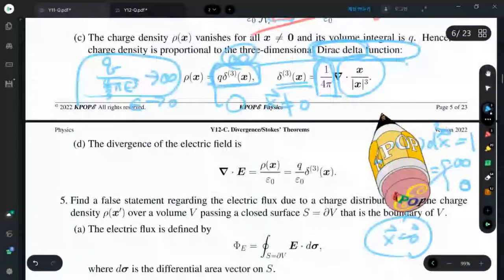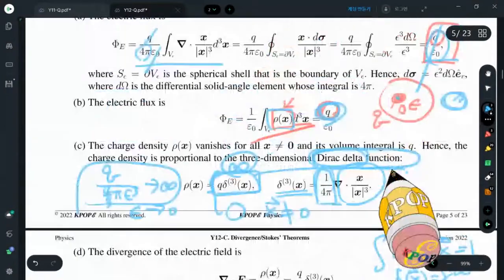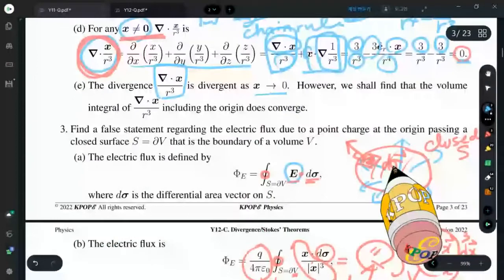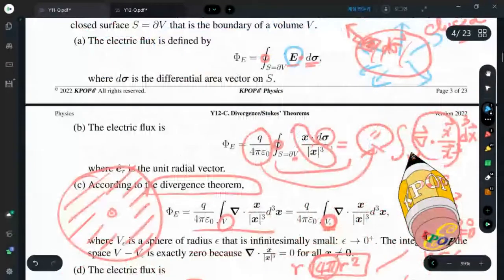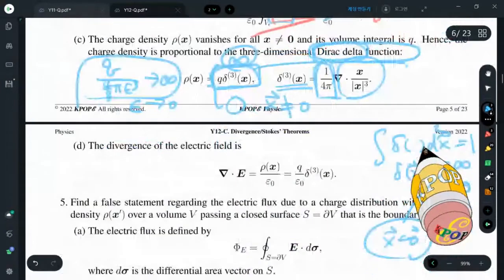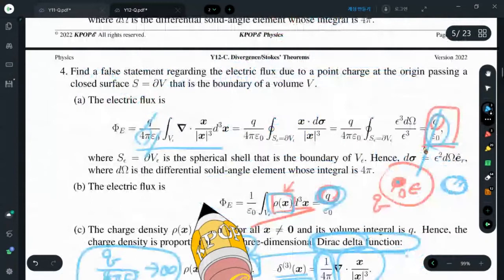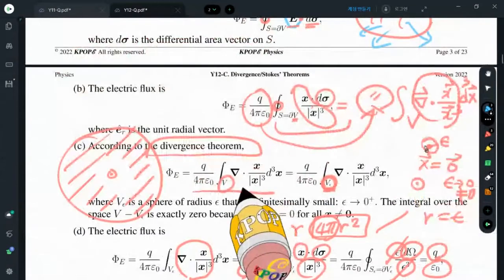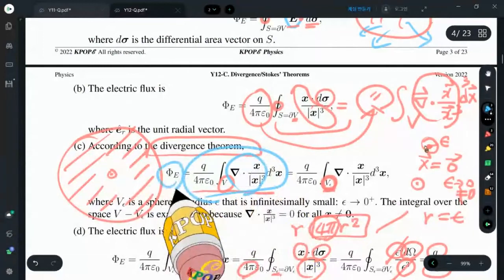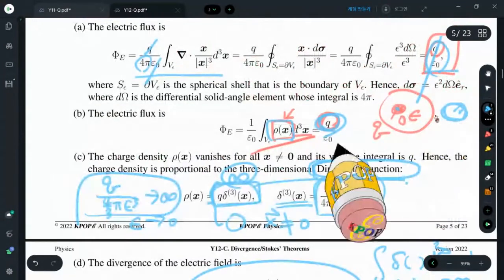Now we have reached the point. What we have done is calculate the divergence of the electric field. This divergence of the electric field, its volume integral, according to Gauss's law, is q over epsilon 0.